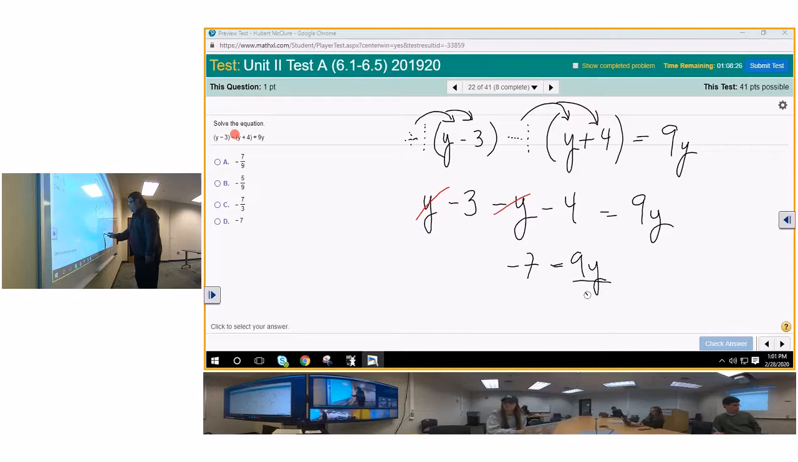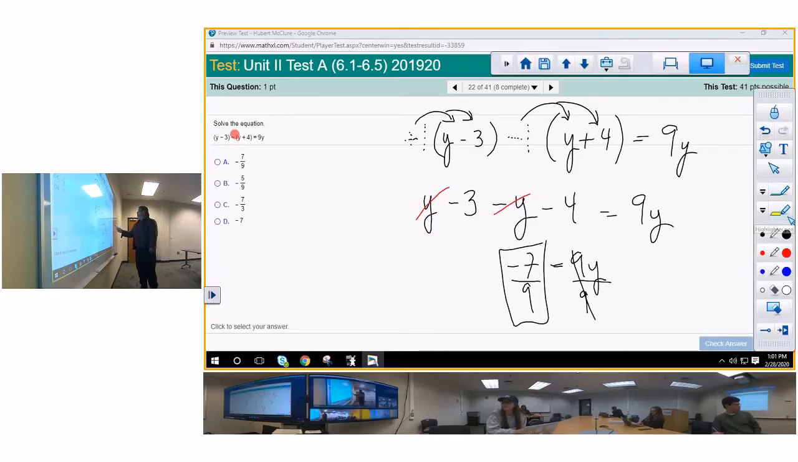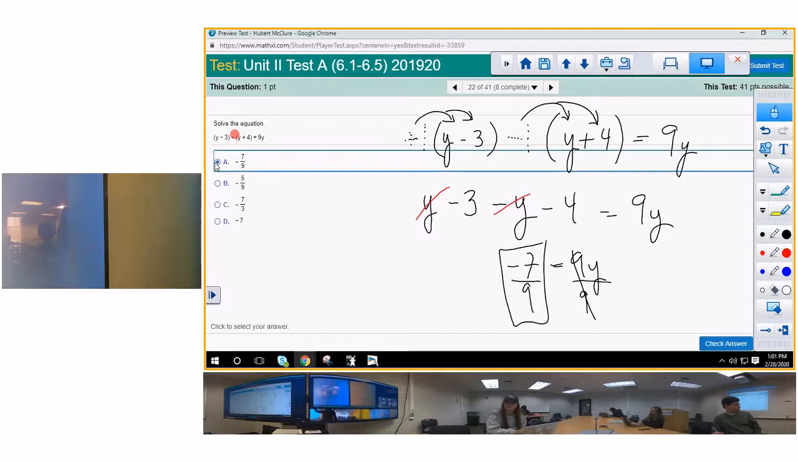Divide by 9. And your answer is Alpha. So that's the tricky one. You have to be careful on that one.